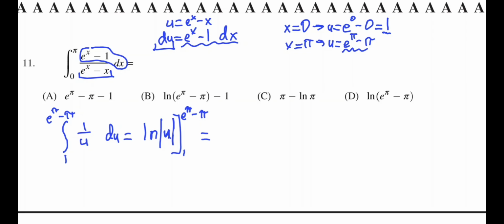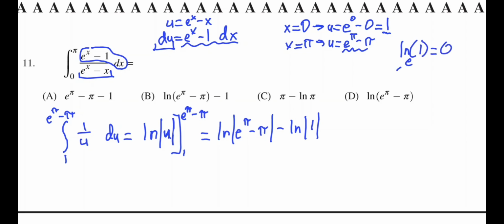All right, so if we plug in the upper bound, we have ln of e to the pi minus pi. And then let's take away the lower bound, which is ln of 1. Now, we know what ln of 1 would be. That would be a 0, right? Because ln of 1 is pretty much asking e to what power gives us a 1, and that would be a 0. So this entire value is gone, and the answer would be ln of e to the pi minus pi. And that would be answer choice D.